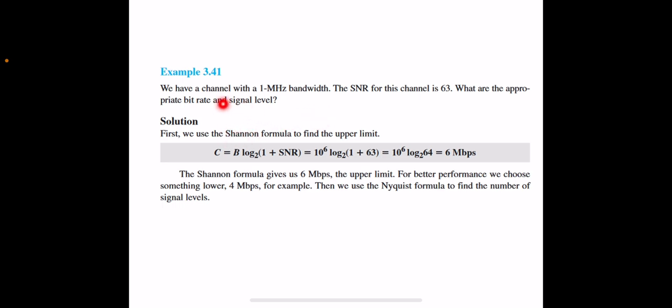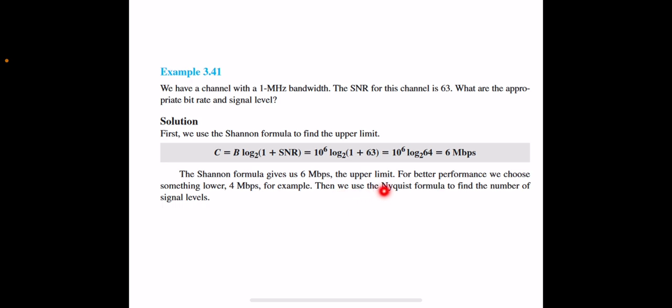Coming to the first one, to find the bit rate, use the Shannon formula. C equals this equation; applying it with 1 megahertz, 10 raised to 6, log of 1 plus SNR, which is 63, we will get 6 megabit per second as the maximum bit rate that we can achieve in this condition. So the Shannon formula gives us 6 megabit per second. That is the upper limit. For better performance, some lower value will be more beneficial, so we are choosing 4 megabit per second, for example.